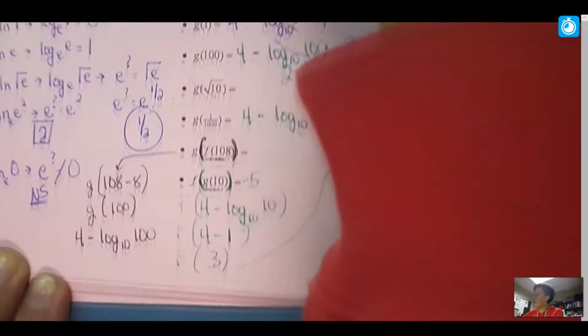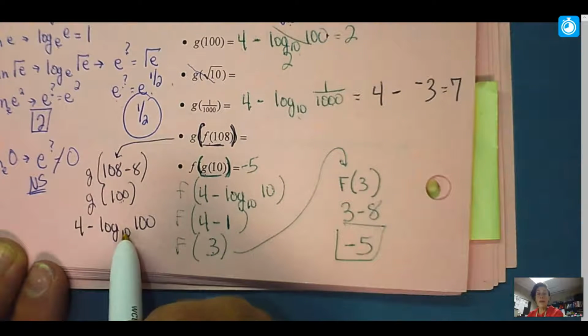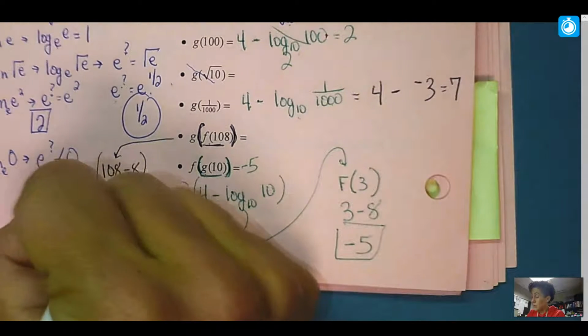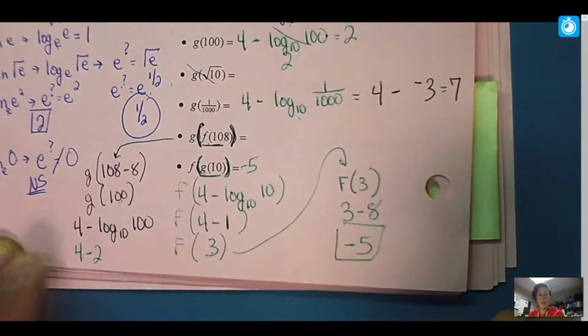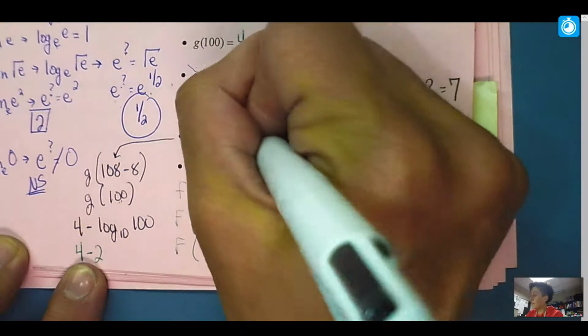Again, I'm not good with logs, but I'm good with exponents. So 10 to the what power makes 100? That's 2. And when I'm done, 4 take away 2. The final answer to all of this, I'm going to write it right up here, is worth 2.